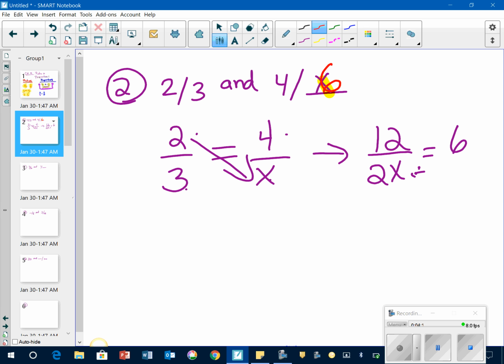So then what you could do to figure out, do I have this answer done correctly, is 4 times 3 is 12, and 2 times 6 is 12. So the extremes and the means equal the same.